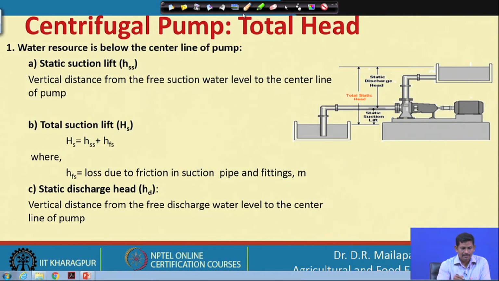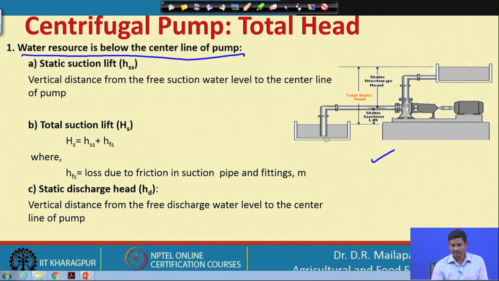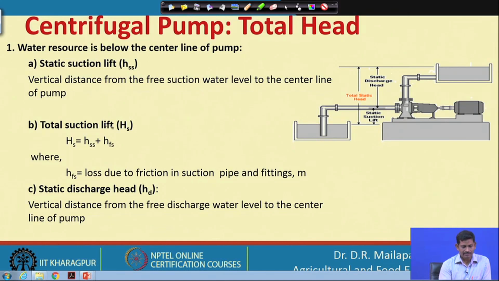So, let us see case number 1, that is, the water source is below the center line of the pump. Here, the pump center line is above the water, and it has a static suction lift. Since the pump center line is above, we use the term lift. If it is above, we use the term head. The static suction lift is the vertical distance from the free surface of the water level to the center line of the pump.